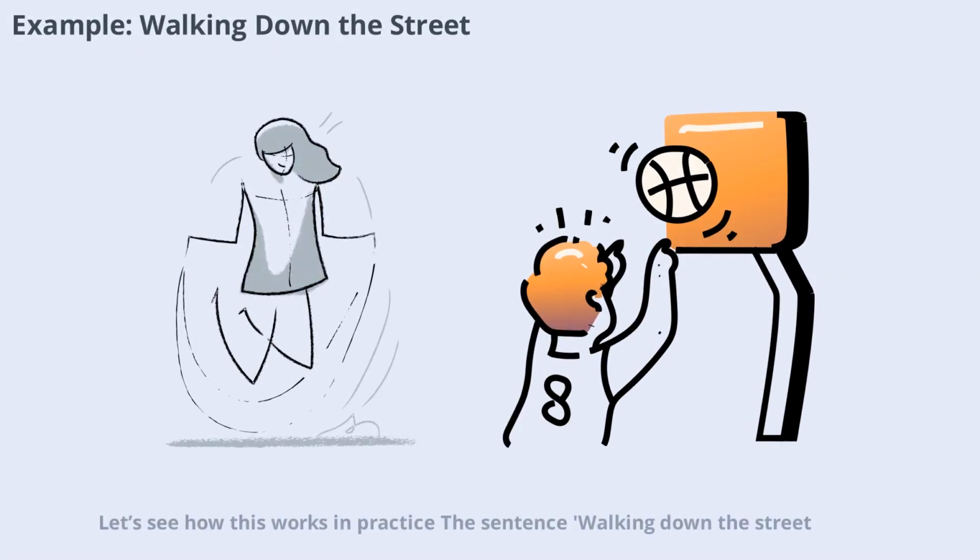Let's see how this works in practice. The sentence, walking down the street he found a lost wallet, uses a participle clause to combine two related actions. This structure is efficient and keeps your writing clear and concise.